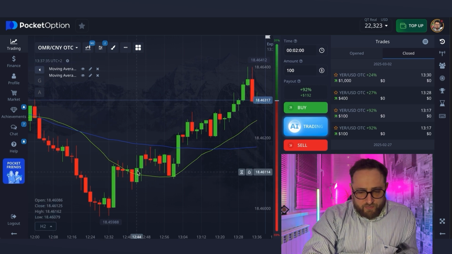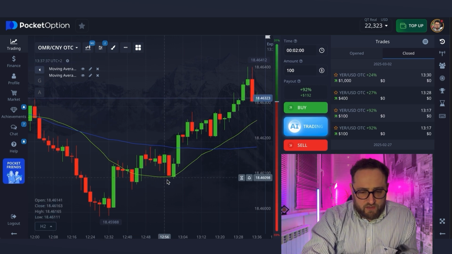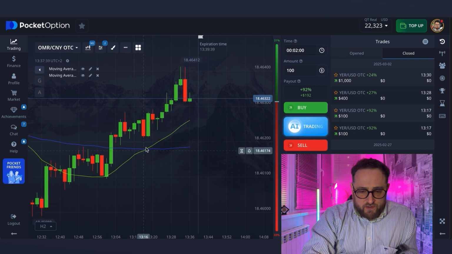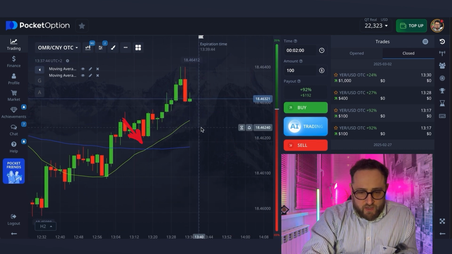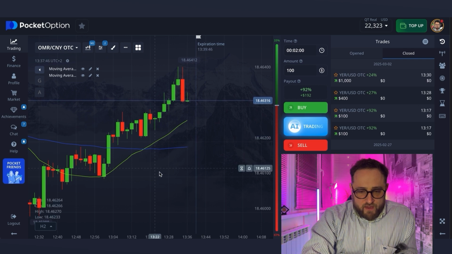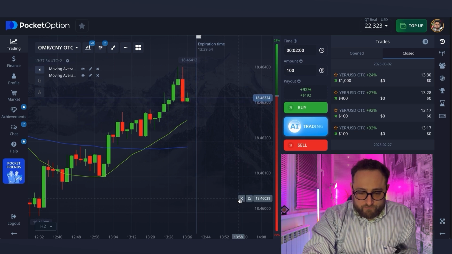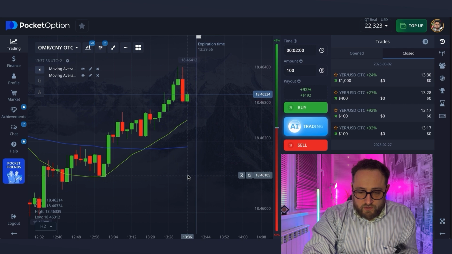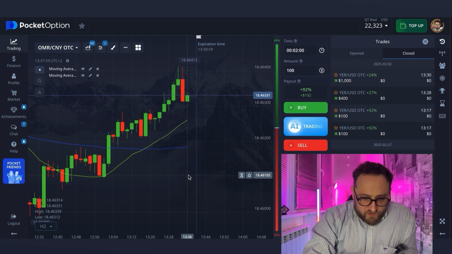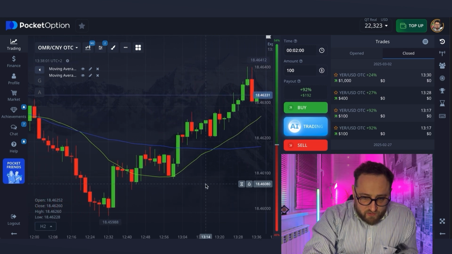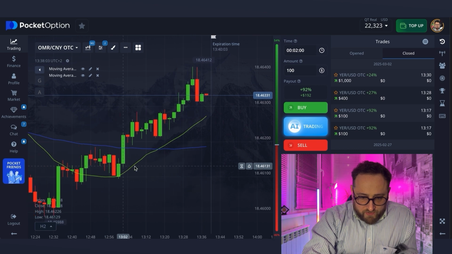Alright, let's try placing our first trade. Let me just find a good spot. I see a good crossover here. And you see it's already been enough time after the crossover. So we're waiting for the trend shift. Let's count the candles. It's about 7 or 8. And we already see the new trend happening.